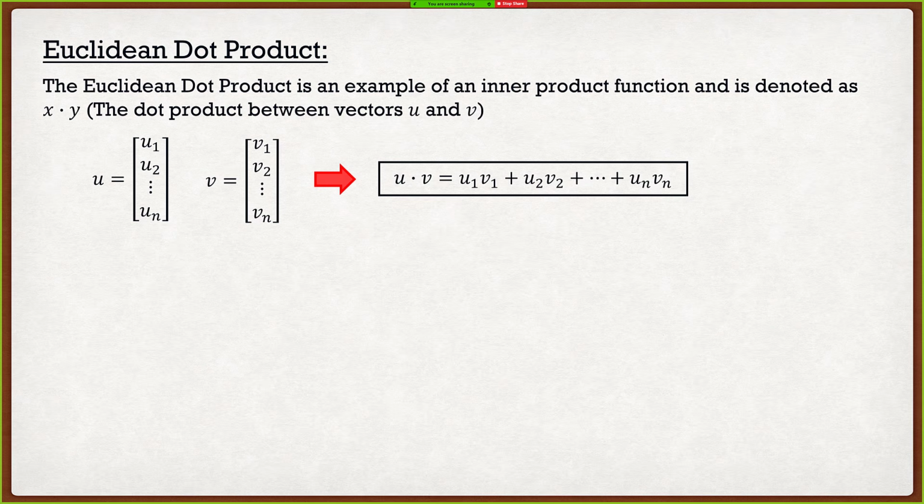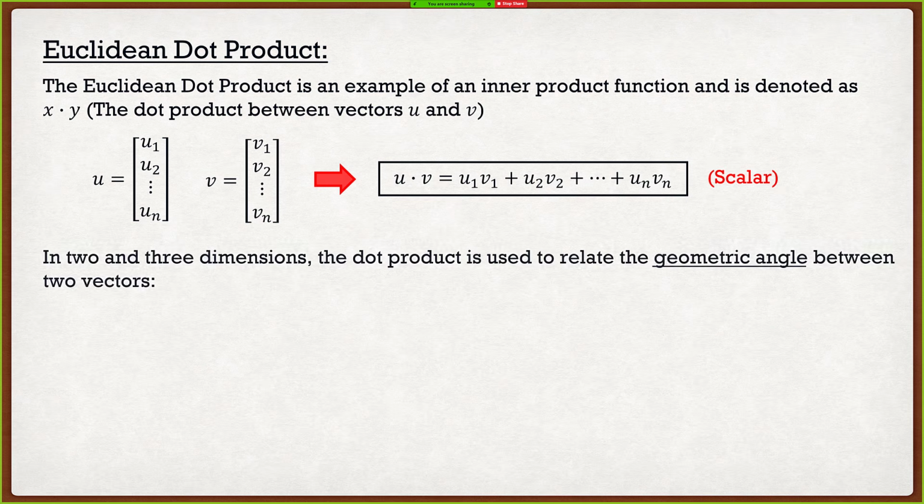And as one of you guys have said in the chat here, this will give us a scalar. And this is very important to notice. We take two vectors, so we start off with two vectors, and we end up with the scalar. Now, again, what an inner product function is, it tells us a relationship between two vectors. In this case, when we're talking about a Euclidean dot product in 2 and 3 dimensions, this dot product is actually used to relate the geometric angle between two vectors.